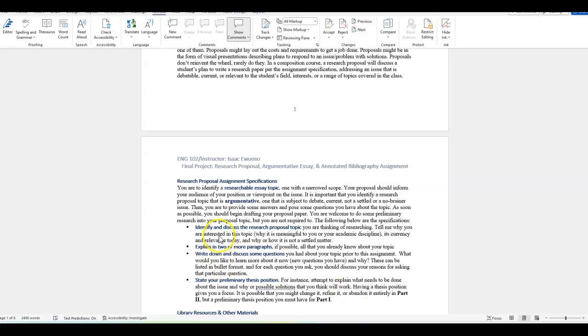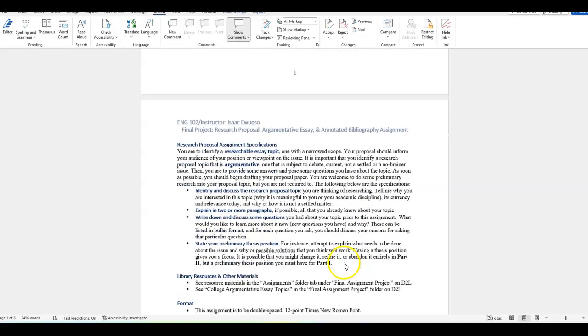And then I expect that you explain in 2 or more paragraphs, if possible, all you already know about this topic. Hopefully it's something you've heard about, something you've been thinking about, or something you're curious about. Then write down or discuss some questions you have about it prior to this assignment. Maybe it's something you've thought about in the past, maybe recently, maybe as you were taking this class, or reading an article in this class, or working in your group project.